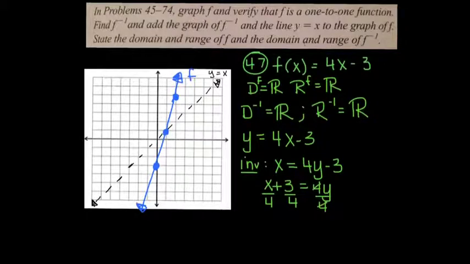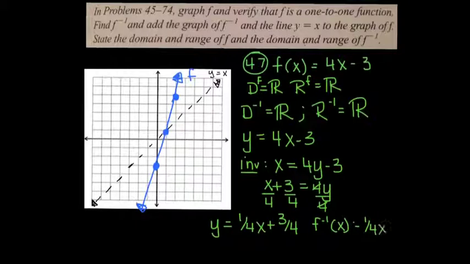My 4's cancel. So I have y equals 1/4 x plus 3/4, which when written in functional notation, the inverse function is 1/4 x plus 3/4. So again, it's a linear function. The y-intercept is 3/4, which is approximately right here. My slope is 1/4, so I will go up 1 over 4.